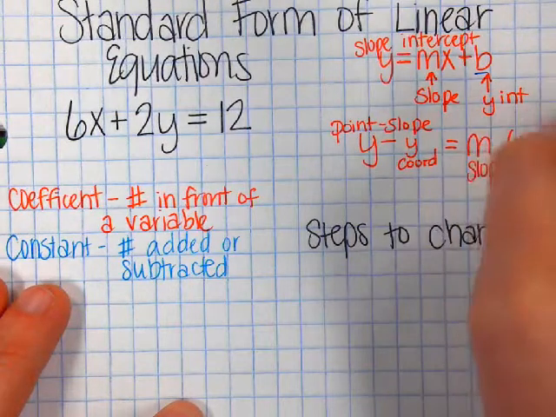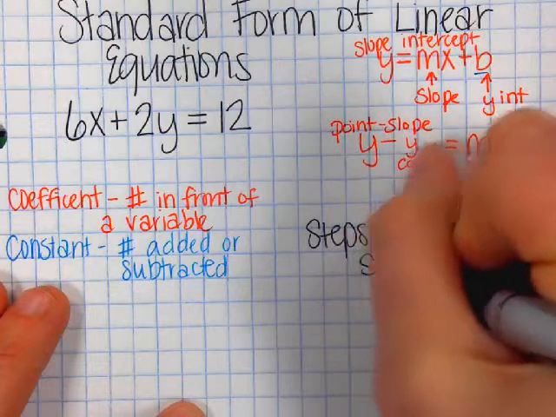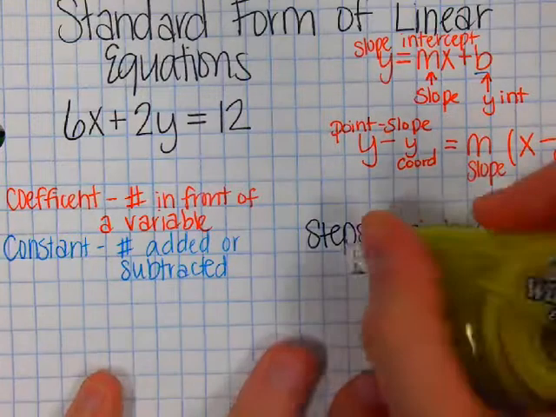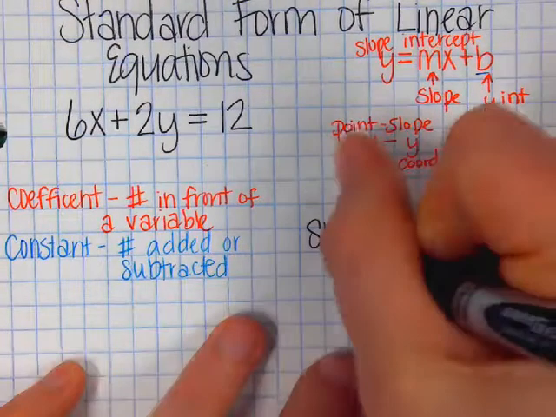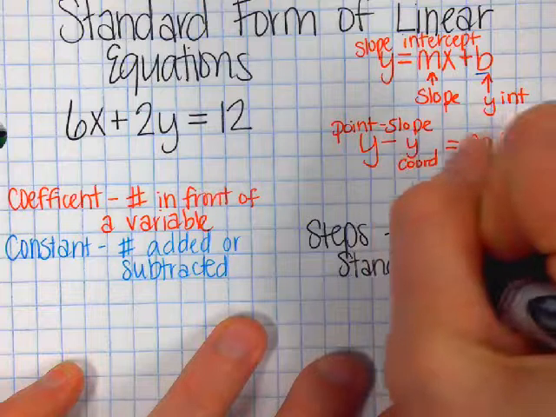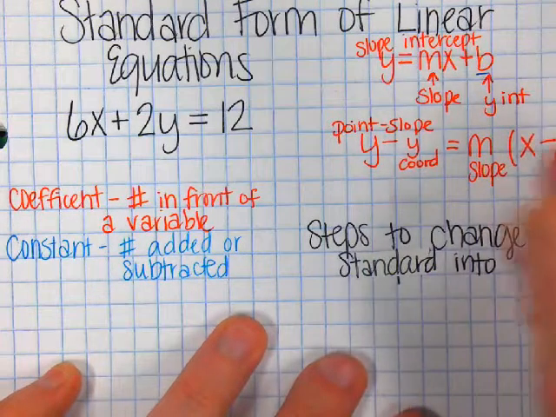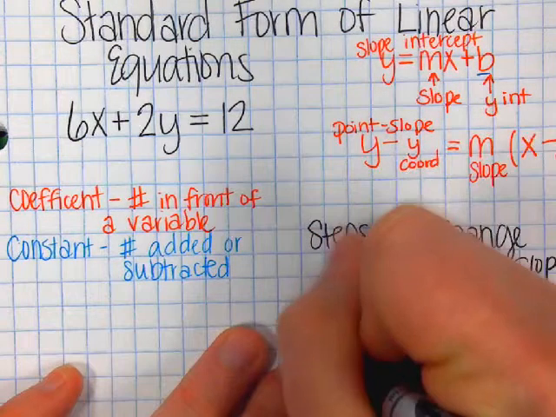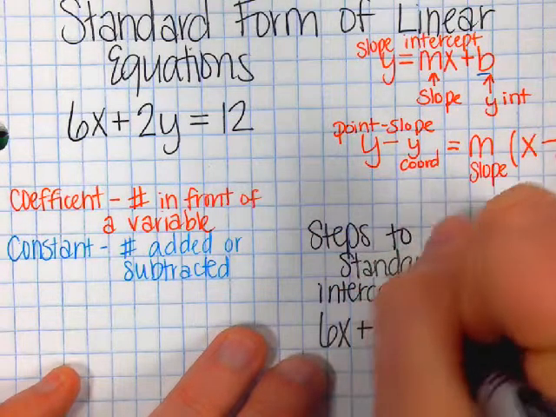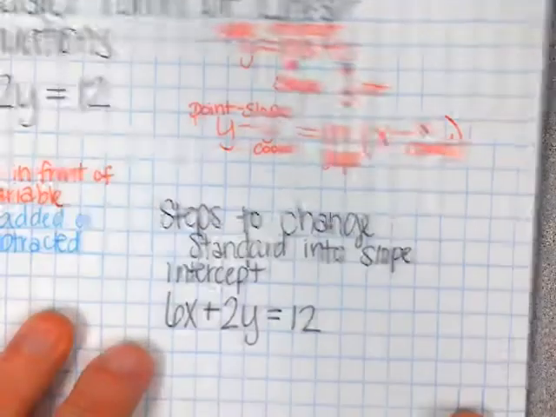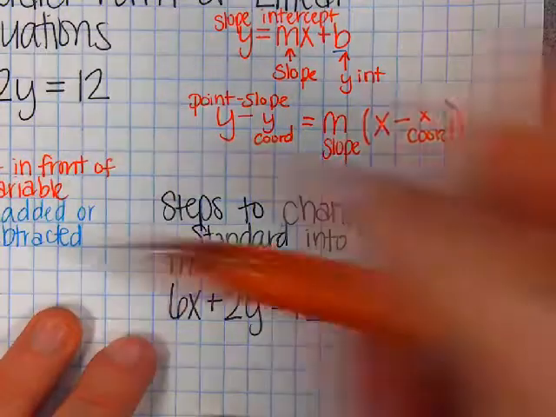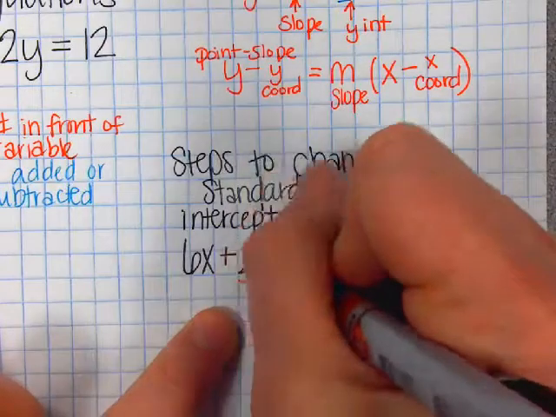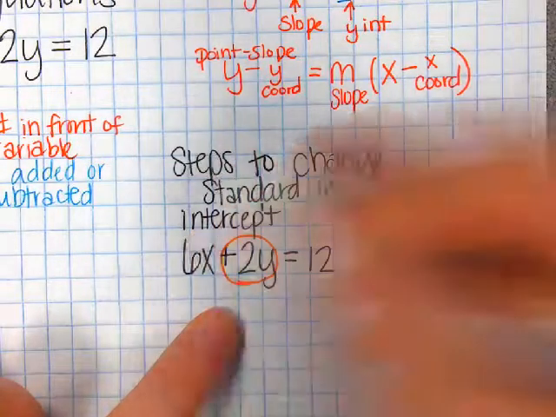to change standard, sorry, it should say standard, into slope-intercept. So we have 6x plus 2y equals 12. If we want slope-intercept, we want to get the y by itself. So we're solving for y.